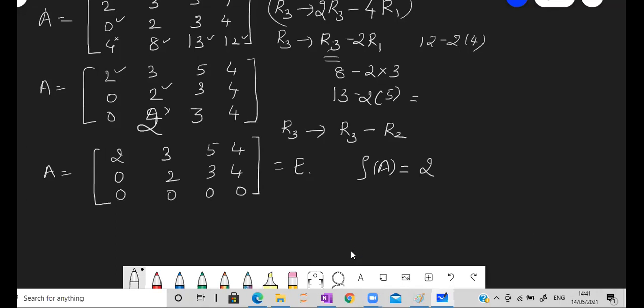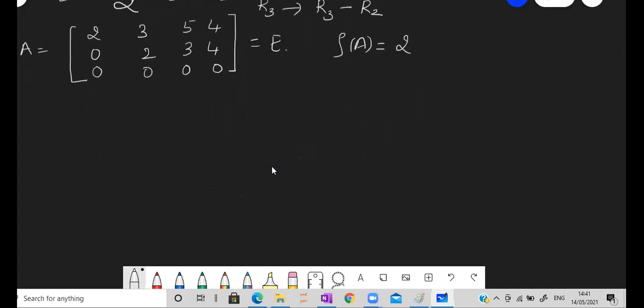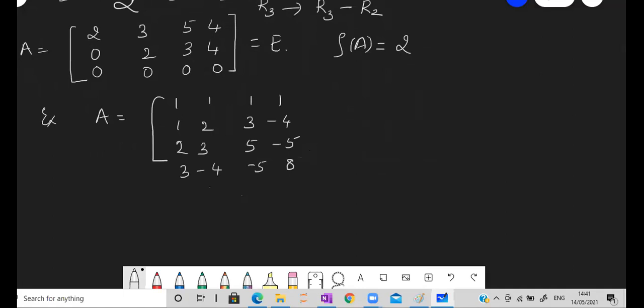Okay. Find the rank of the matrix A equal to [1, 1, 1, 1; 1, 2, 3, minus 4; 2, 3, 5, minus 5; 3, minus 4, minus 5, 8]. Write the elements correctly with the sign.